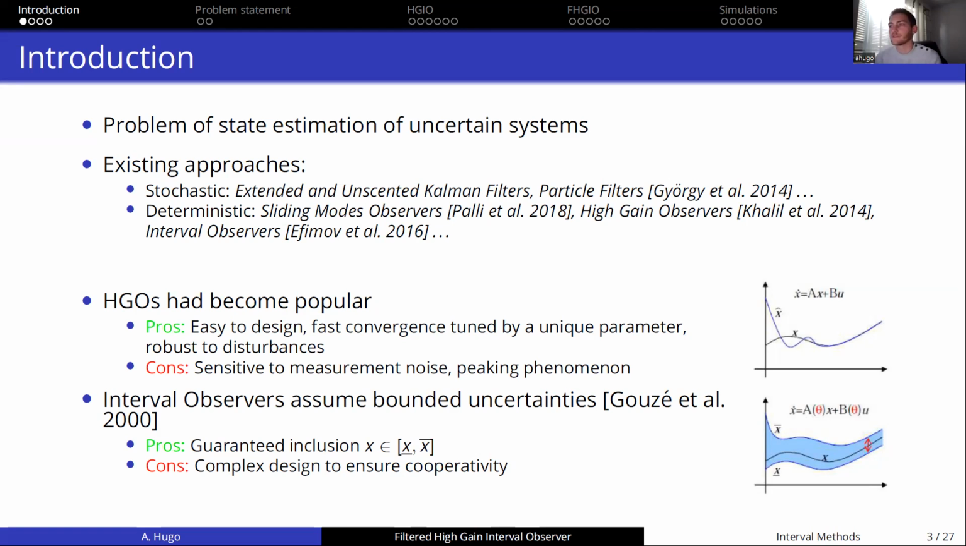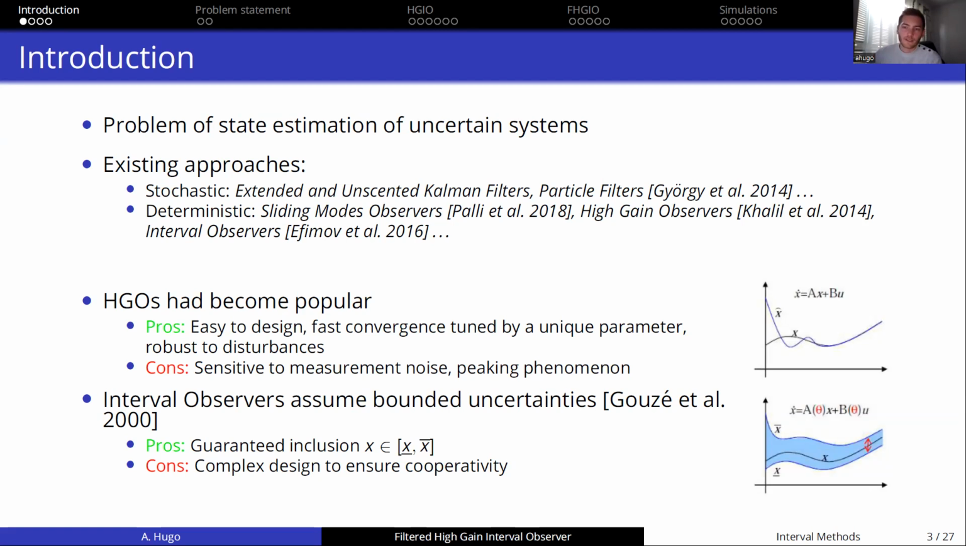However, it comes with two main drawbacks. The first one is the sensitivity to measurement noise. If the system is too noisy, the convergence of the observer will still be exponential, but the ball will be bigger. The second drawback is the peaking phenomenon that happens during transient periods.